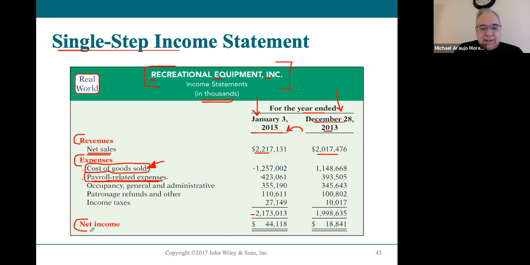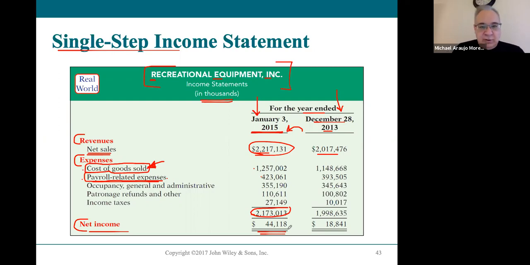The net income listed down here, again, the difference between your total revenue and your total expenses, is the net income. Again, this is in thousands, so it looks like only 44,000 until you add the 3 zeros, and it's a $44 million profit for their fiscal year ending January 3rd, 2015. That seems like a pretty good profit.